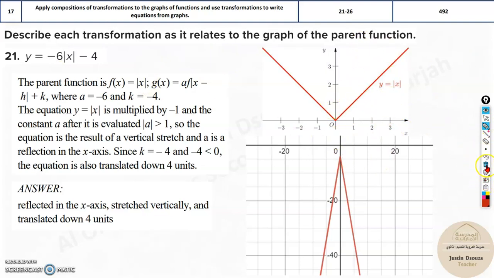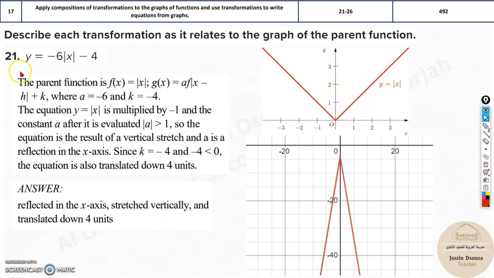Now, a few things to remember. Whenever you have this minus 4 or plus 4, you must tell it is translated up or down by so many units. If it is plus 4, it is translated up. Since it's minus 4, translated down by 4 units. Next, here it is negative. If it is negative, it will be reflected along the x-axis. Reflection happens along the x-axis. Next, if there is a number bigger than 1, then it is a vertical stretch. If it is less than 1 but greater than 0, it will be vertical compression.